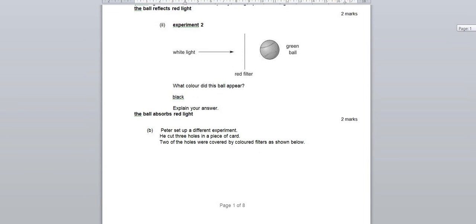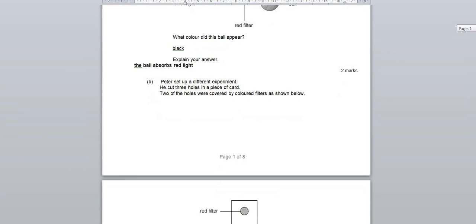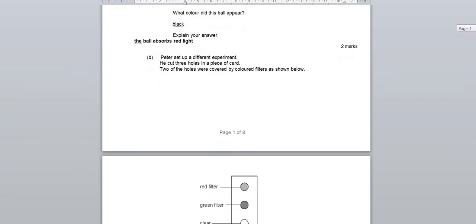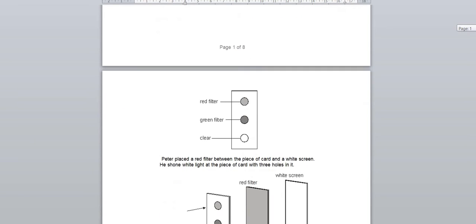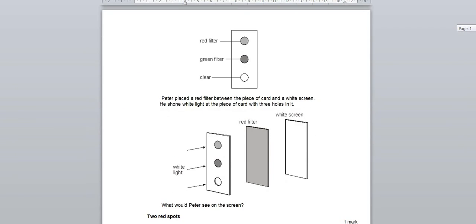Peter set up a different experiment. He cut 3 holes in a piece of card. 2 of the holes were covered by coloured filters as shown below. So they had a red filter, green filter and a clear filter. Peter placed a red filter between the piece of card and a white screen. He shone white light at the piece of card and 3 holes in it.